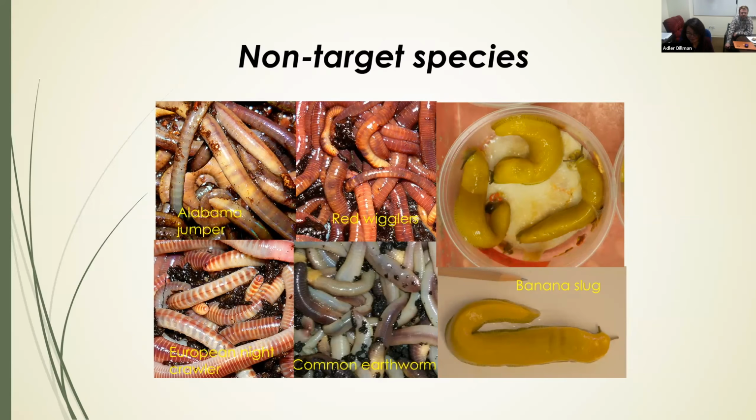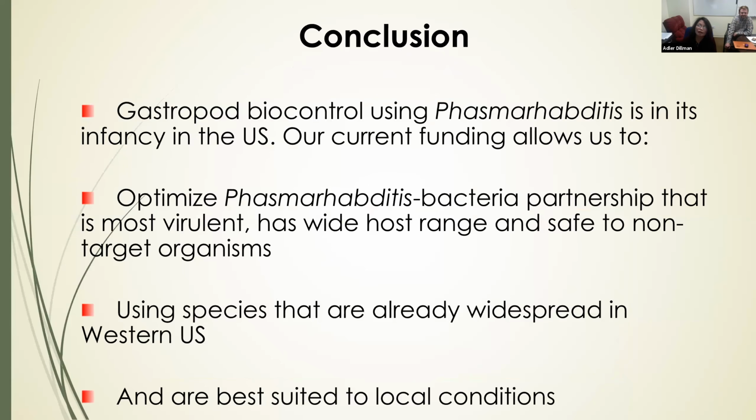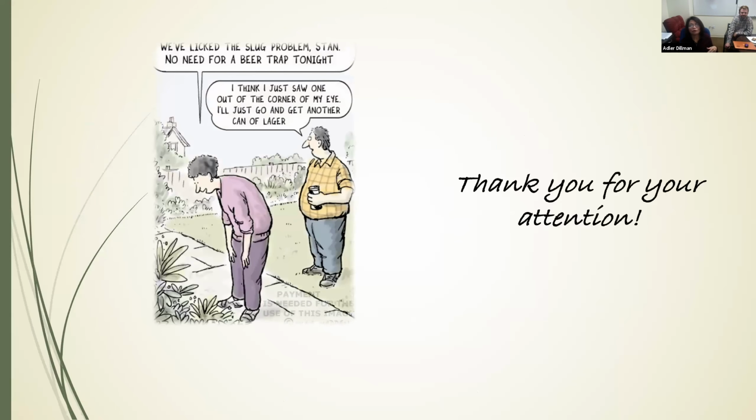So in conclusion, gastropod biocontrol using Phasmarabditis is in its infancy in the US. However, our current funding allows us to optimize the Phasmarabditis-bacteria partnership that is most virulent and would have a wider host range and of course be safe to non-target organisms. And of course, the idea is to use the species that are already widespread in Western US, and we would like to think about californica in that context. And then of course, the species that are best suited to local conditions. Thank you for your attention.